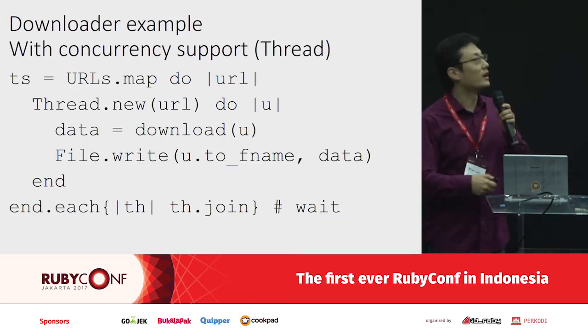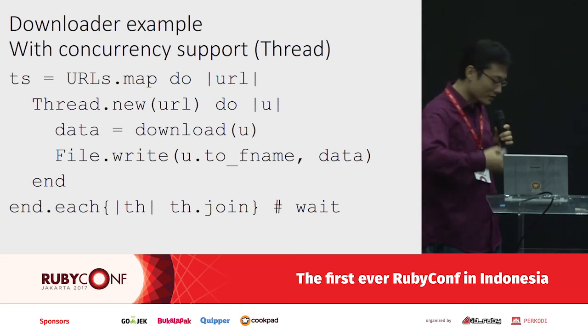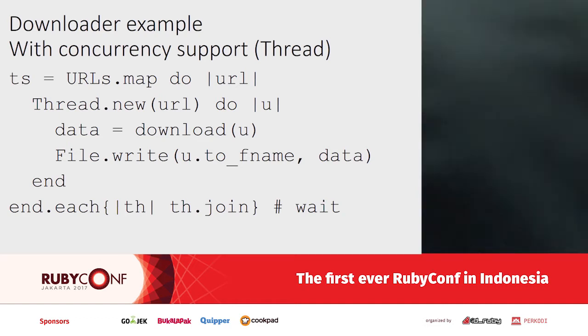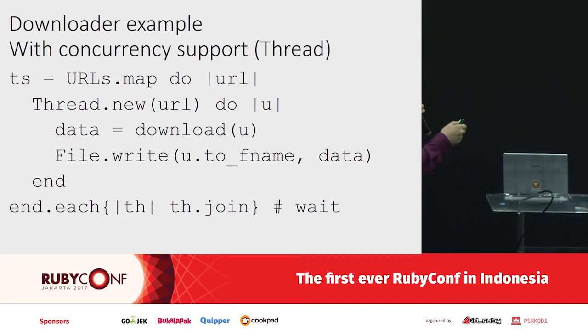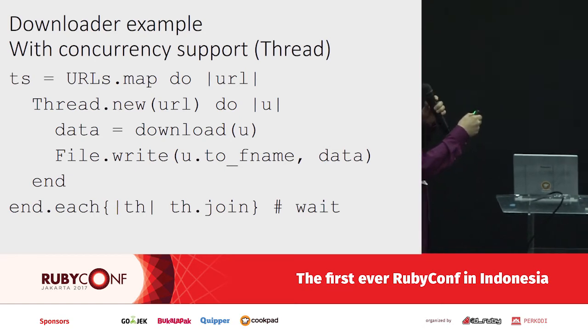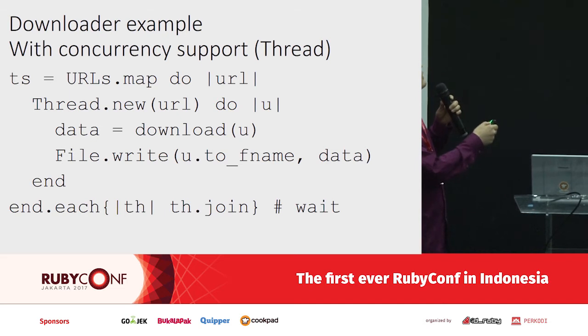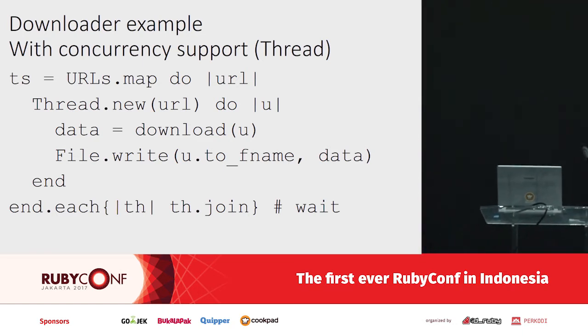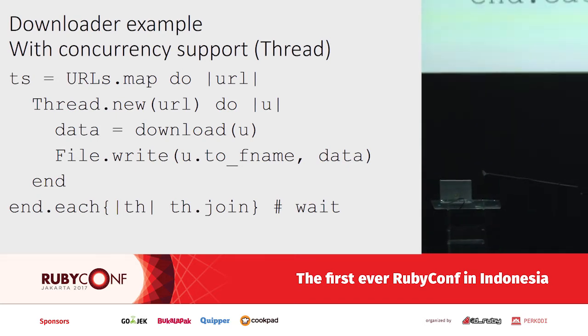So this is one of the concurrent feature threads. We make the thread, and this thread block does the download file and write to the file. This is very simple logic, and each thread runs in parallel, in concurrent. So this program is very simple and easy to understand.